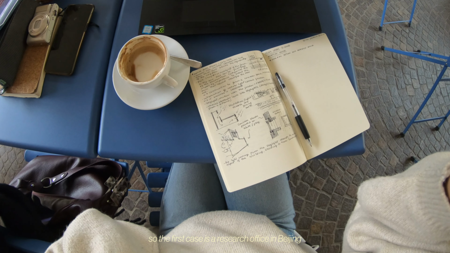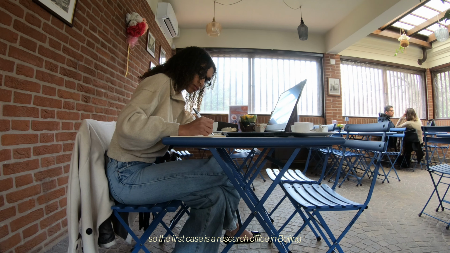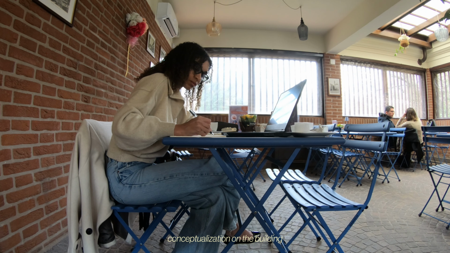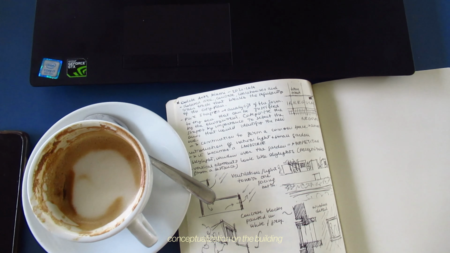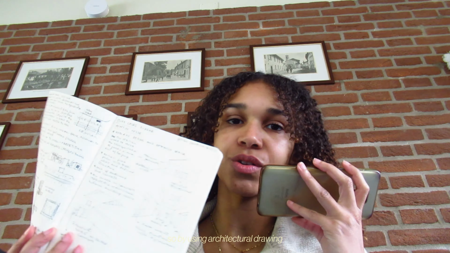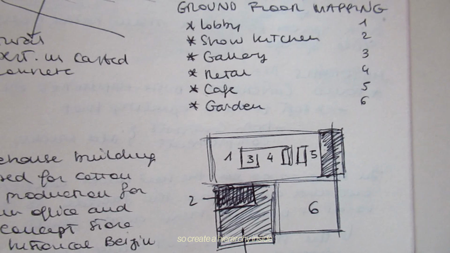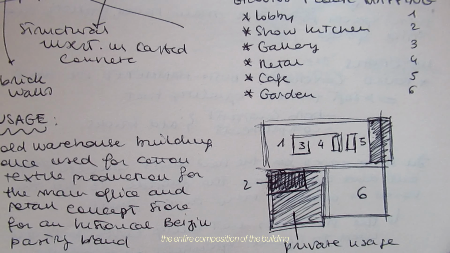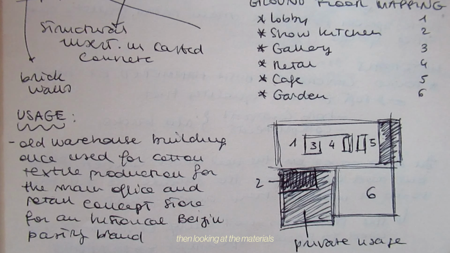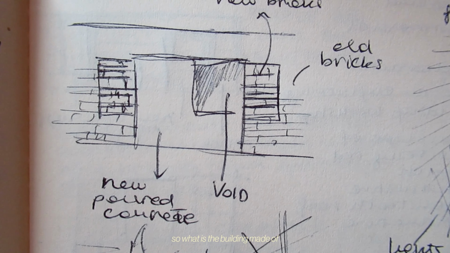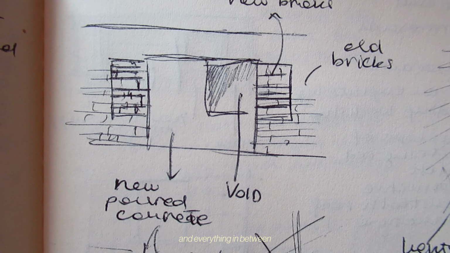So the first case is a research office in Beijing, and what I'm doing is conceptualization on the building. By using architectural drawings with bullet points, I can pin down what's important in the building to keep and what's not. So I create a hierarchy inside the entire composition of the building. Then I look at the materials, so what is the building made of, and everything in between. From the pavements, the walls, to the colors they used.